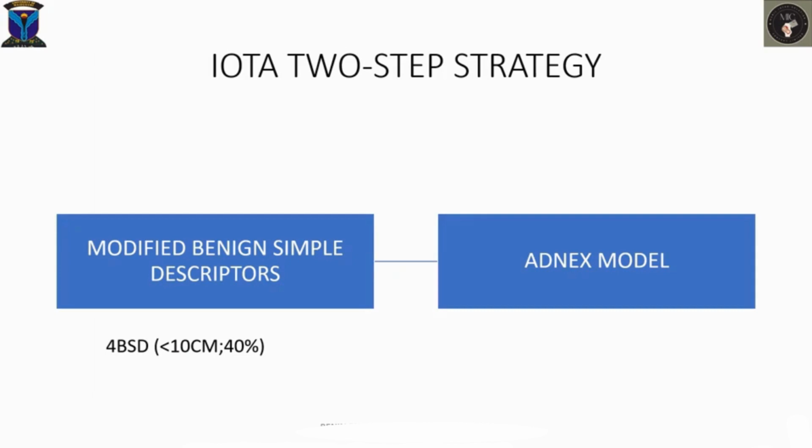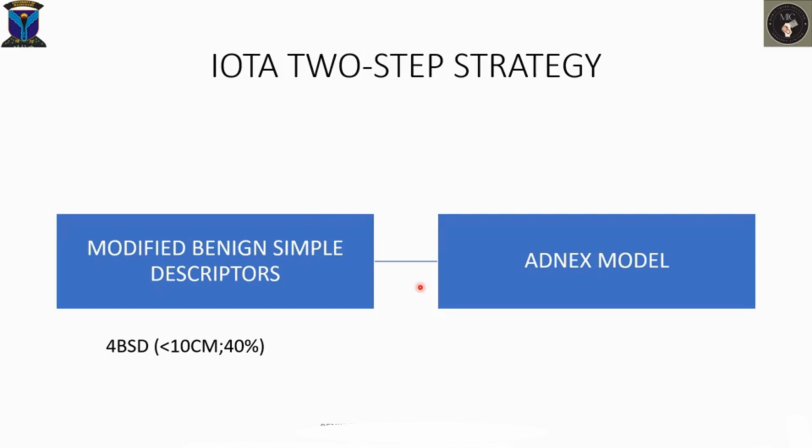Now the other two-step strategy is that first of all, you apply the modified benign simple descriptors, that is the 4 benign simple descriptors, when the lesion is less than 10 centimeters. When the benign simple descriptors apply, they can identify up to 40% of adnexal lesions. When they don't apply, then you use the ADNEX model. So this is the IOTA two-step strategy.